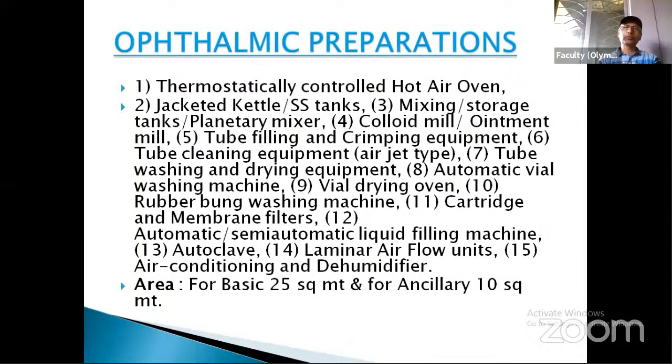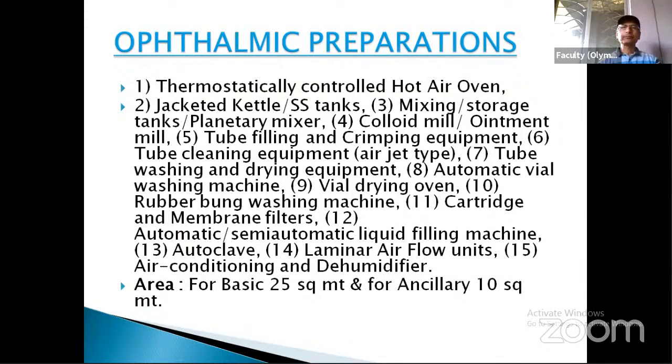blank or vacant tubes will be there, and the mixed ointment, you have to fill it. So tube filling and crimping equipment will be there, which will crimp the backside of the tube. You will see there is some crimping that actually seals the tubes. Tube cleaning equipment will be there through an air jet system. The tube will be cleaned such that nothing is attached on its surface.